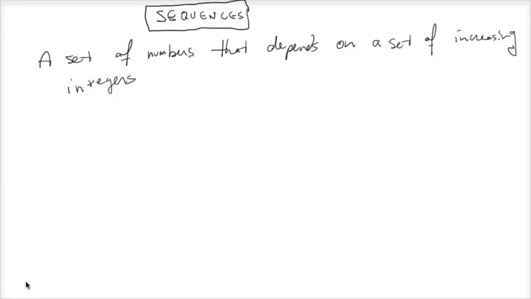Hey, so this is Joe, and this is the first video for the 11th and final chapter, in terms of single variable calculus, of Stewart's Calculus. And we're going to be talking about sequences today.